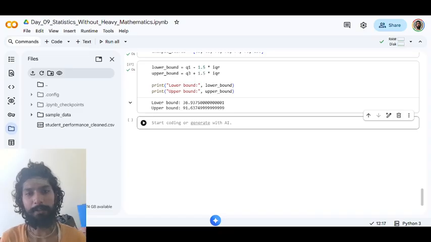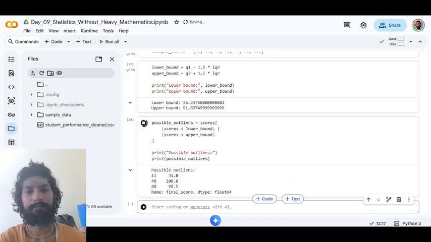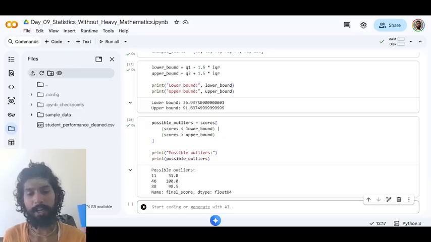Now identify values outside those boundaries. So we find no outliers. We may find no outliers, one outlier or several outliers. Remember that these are possible outliers according to a statistical rule. The rule does not prove that the values are wrong. It only tells us which values deserve closer inspection.